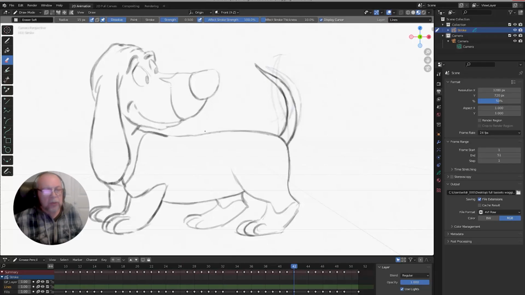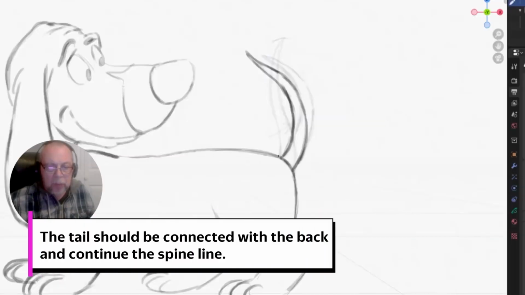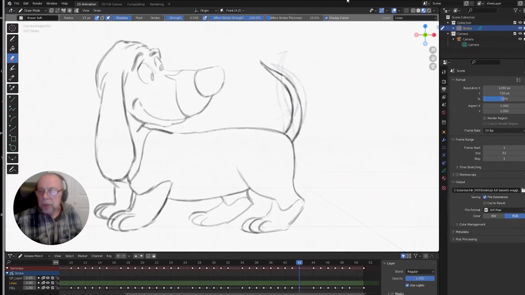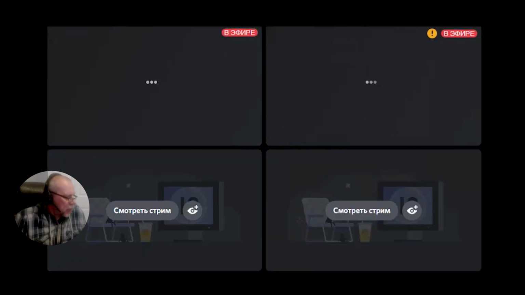You don't need to draw the whole dog. You could even draw only the part of the body if you like. But make sure it's really connected to that part. Continue it with a spine line, okay? So that's basically it. You can start. My suggestion to you, always try to do something personal, not just follow my stuff. That's what I recommend.